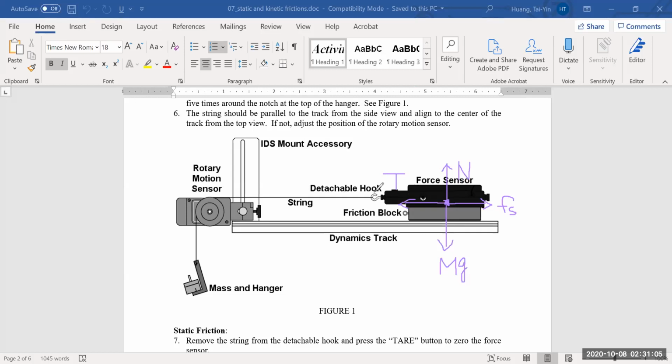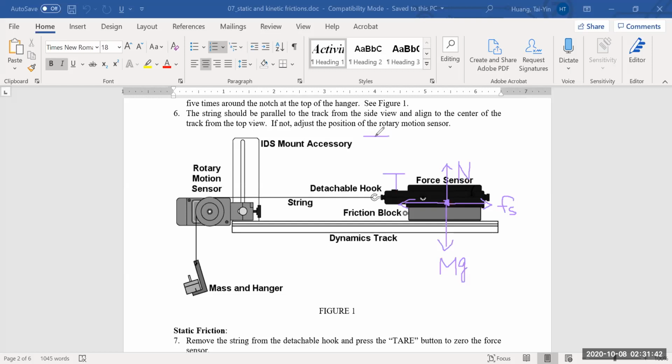However, when you continue adding masses on the mass holder, the tension is going to increase. When the tension increases in such a way that it is big enough to overcome the static friction, then we have reached the critical point, and that tension is going to be balanced by the maximum static friction. In other words, when the object is about to move is when the tension is equal to the maximum static friction.